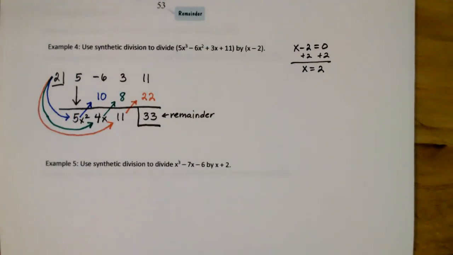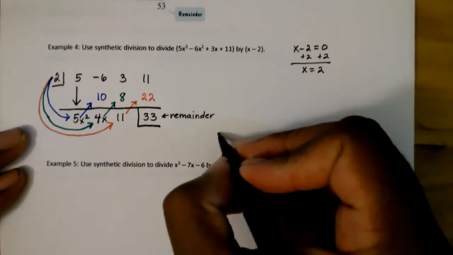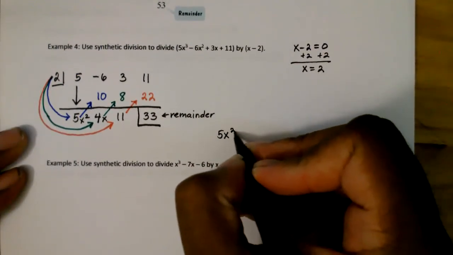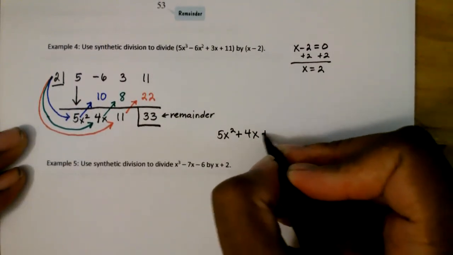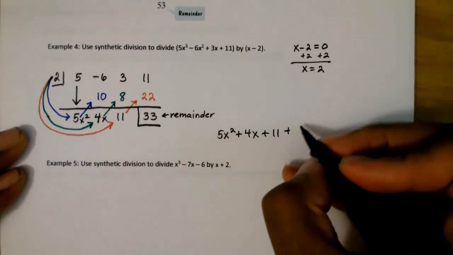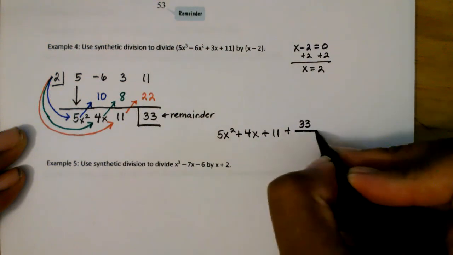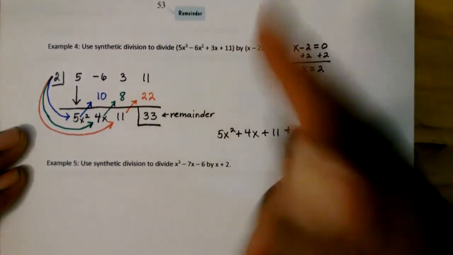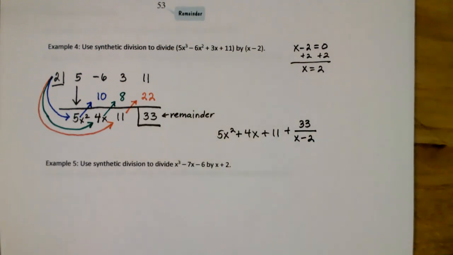So the way I write the quotient and the remainder is going to be this. 5x squared, and then plus 4x plus 11. And then the remainder will be written over the divisor, 33 over my divisor of x minus 2. And this will be your answer, the quotient and remainder.